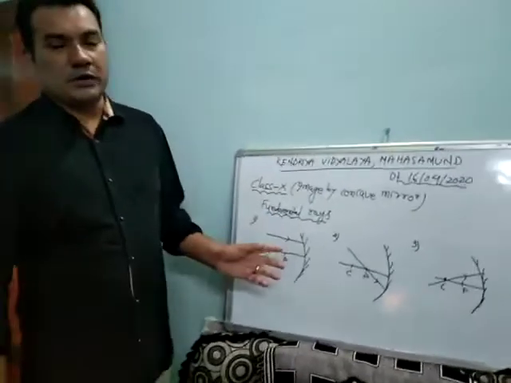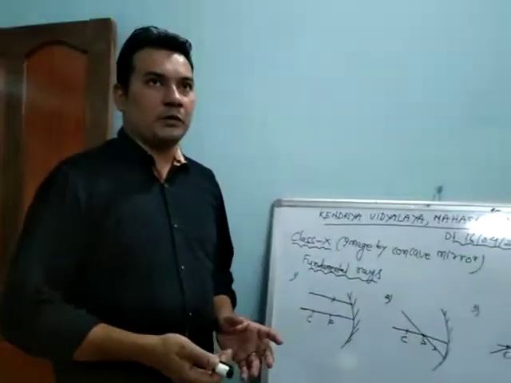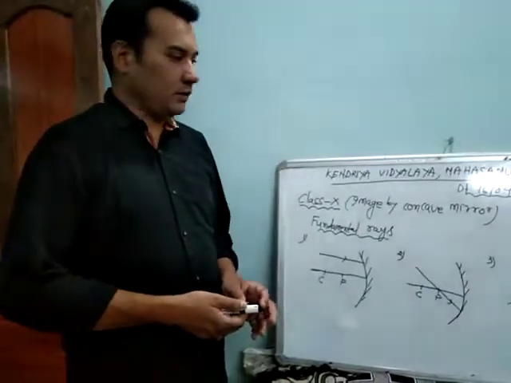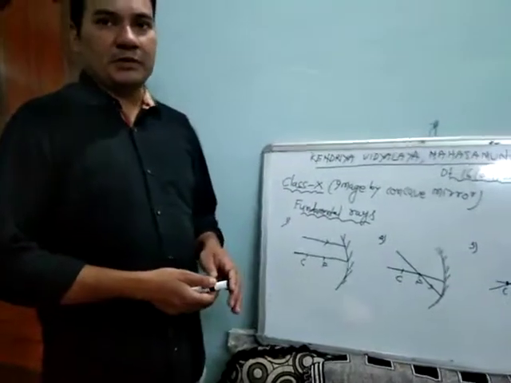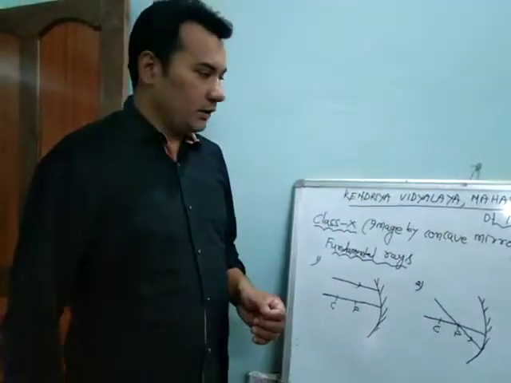Last class we had seen the basics of spherical mirrors, like focus, pole, center of curvature, radius of curvature, all those things. Today we will start the image formation by spherical mirror. So first of all we will see the image formation by concave mirror.